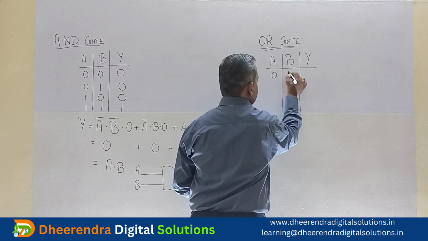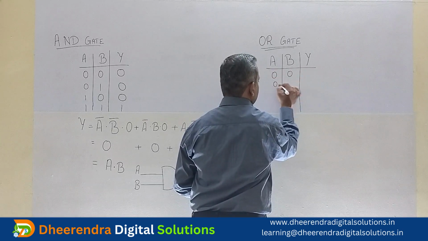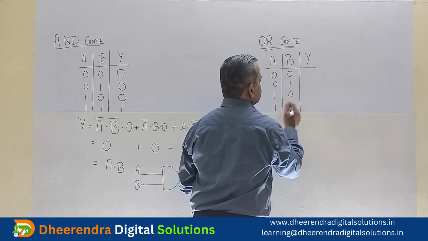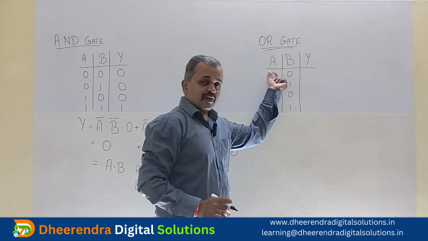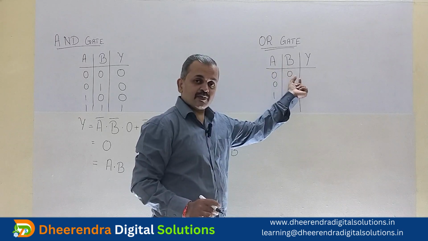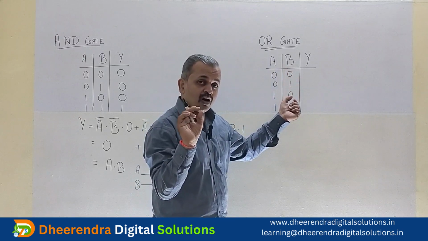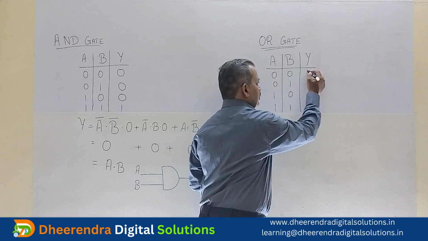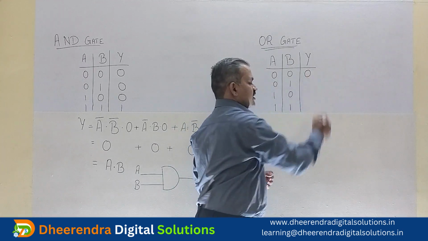Since there are two signals, we will again have four combinations: 0 0, 0 1, 1 0, and 1 1. Now, if the first statement is false, the second statement is false, and you are using the word OR, obviously the result is false. So, you represent the output as 0.